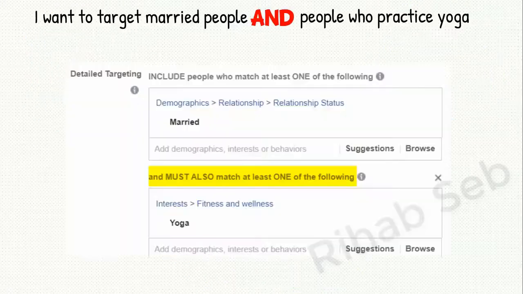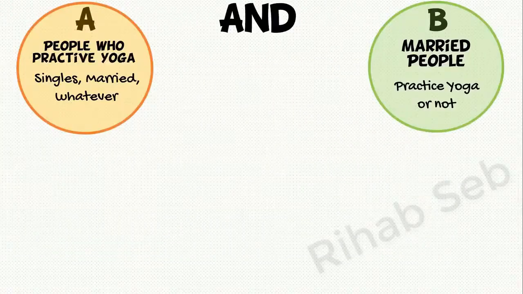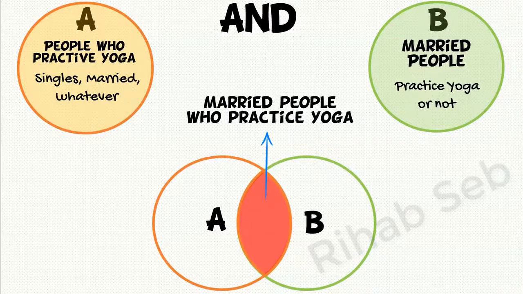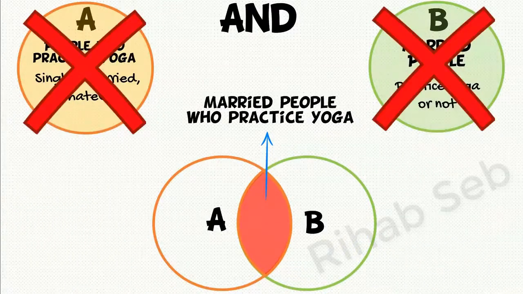But if you say to Facebook that you want to target married people and people who practice yoga, it means that you are searching for people who are married and practice yoga at the same time. So Facebook will only target people that satisfy both conditions. And it's very important to understand this.